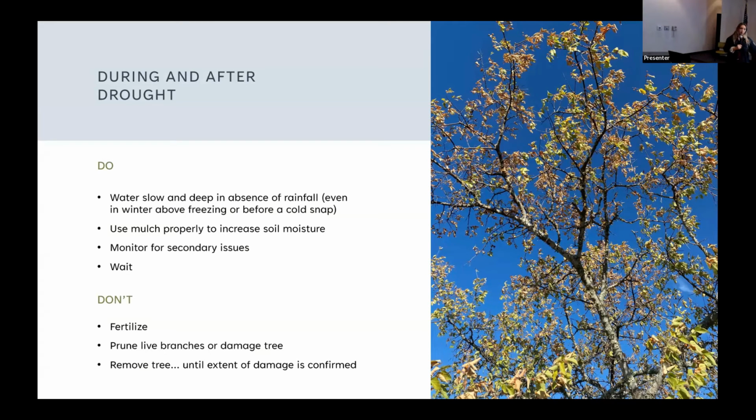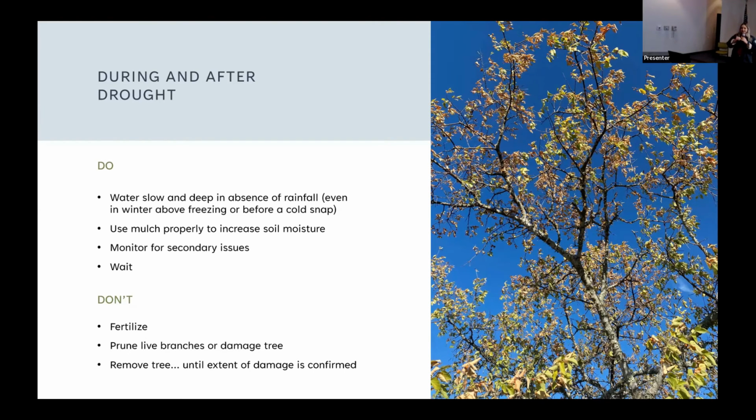And like I said before, cold snaps can really help out the tree. Use mulch properly to increase soil moisture. So never stack the mulch on the trunk of the tree. It should always stop right before you get to the base of the tree. And then 2 to 3 inches of mulch around, and however far you want to go. So no limit there. But that can really reduce the soil temperature and increase the soil moisture. And then monitor for secondary issues and then wait.